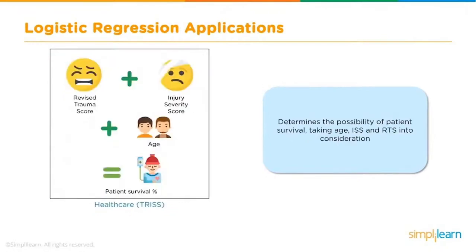In healthcare, logistic regression is used to find the survival rate of a patient. So they take multiple parameters like trauma score and age and so on and so forth, and they try to predict the rate of survival.